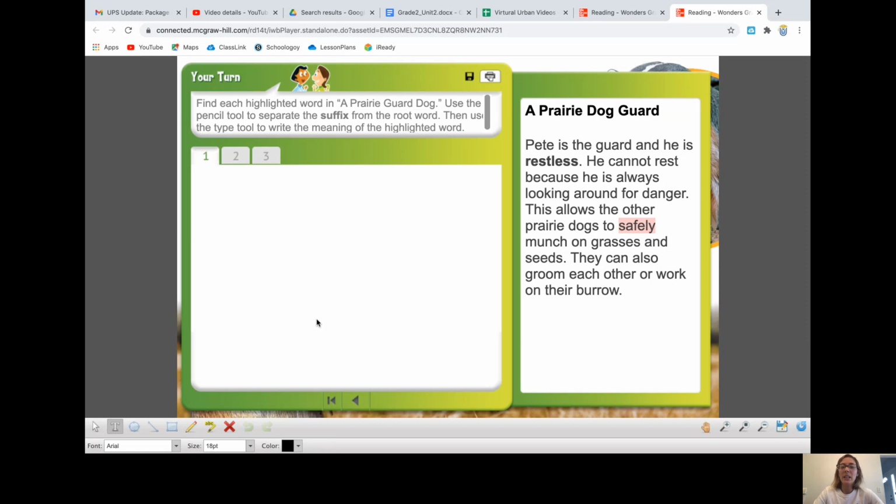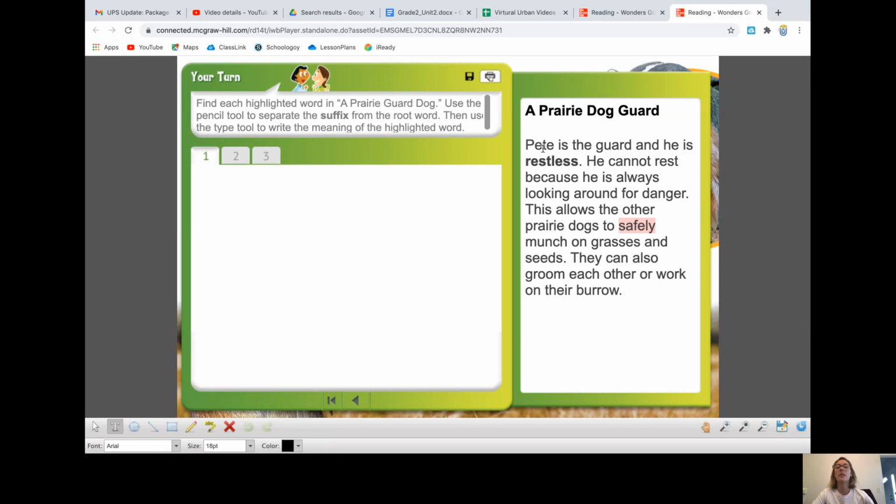Next one. Let's go ahead and read this passage. Same thing. We're going to find the highlighted word in the passage. Then we're going to write the word with the suffix down. Separate the root word from the suffix and figure out what the word means.